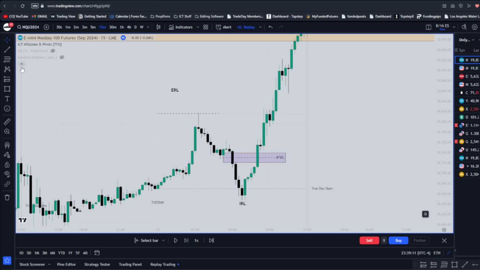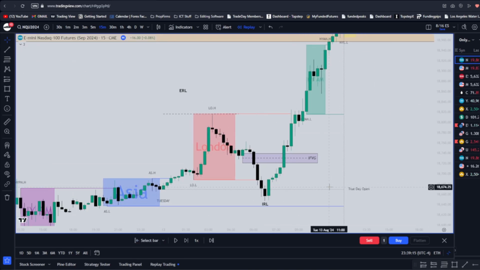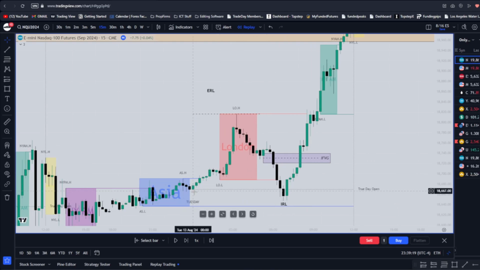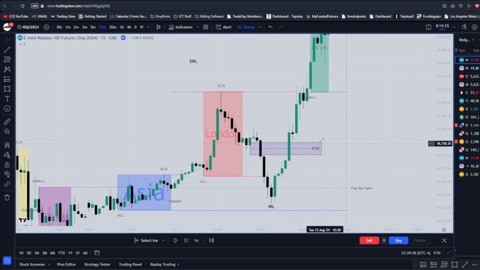Let me bring up my kill zones. So if we're coming down, we swept London, we swept most of Asia. We're creating a power of 3 by trading down below this true day open. And we're coming up, we have this IFEG. We're showing a clear willingness to want to accumulate, manipulate, and then distribute.